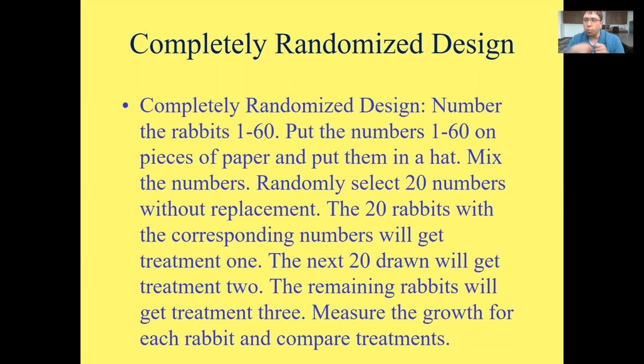So basically, again, I'm pulling random numbers out of a hat. Rabbit number 56, treatment 1. Rabbit number 22, treatment 1, until I get 20 of them, and then do that for treatment 2, and the leftovers would go to treatment 3. Again, random has to be part of your experiment. If it's not randomly assigned treatments, then it's not good.